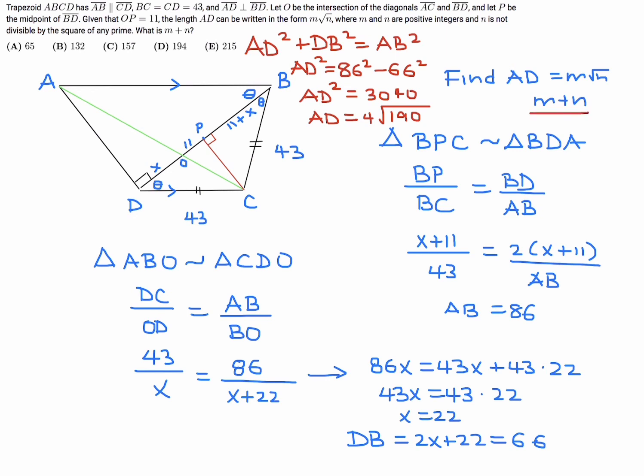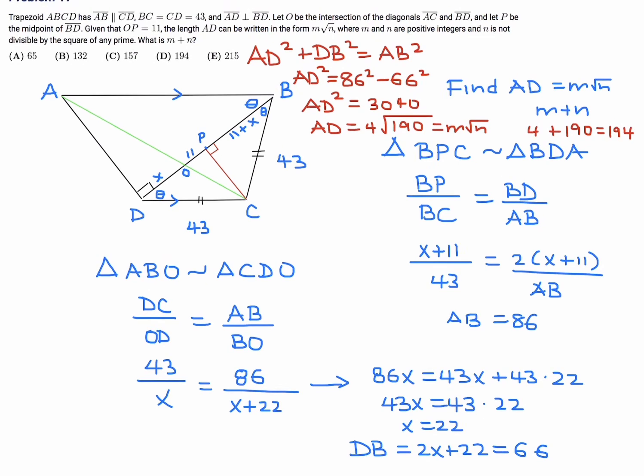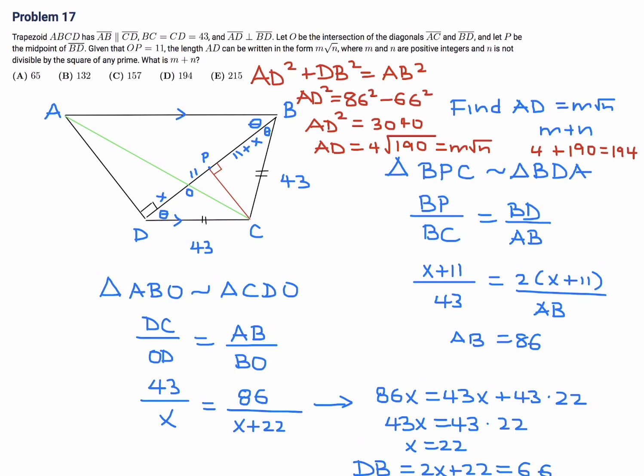So finally, m plus n, well, this is in the form m root n, so my m is 4, my n is 190, and therefore m plus n is 194. Number 17 would be D.